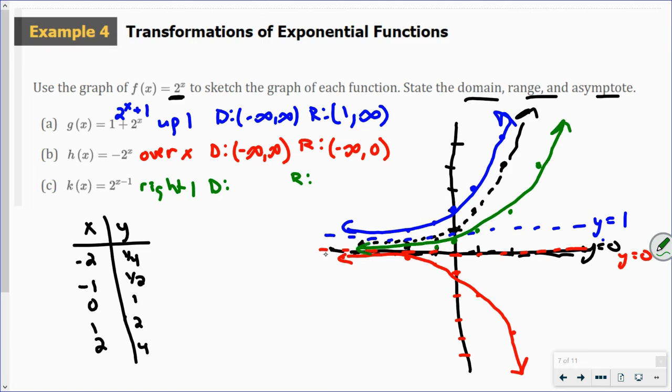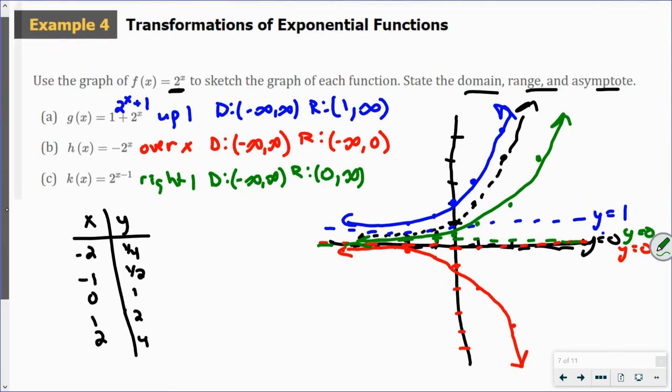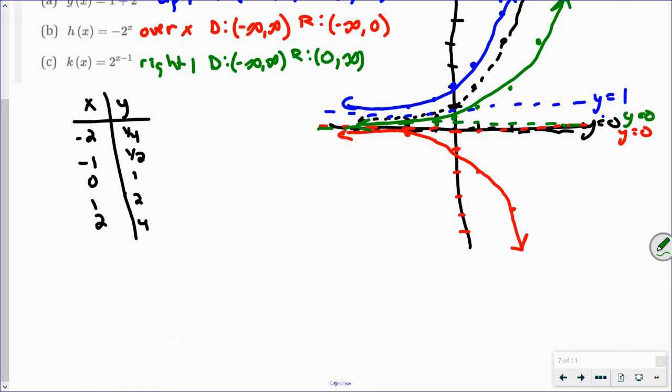Okay, and if I shift my asymptote to the right 1 spot, it stays right there at y equals 0. So your domain didn't change any, all reals. Your range, I didn't move it up, down any, so your range doesn't change. So it's 0 to positive infinity. Lowest number I can have is 0. I can't actually have it, which is why it gets parentheses, and then it goes up forever.